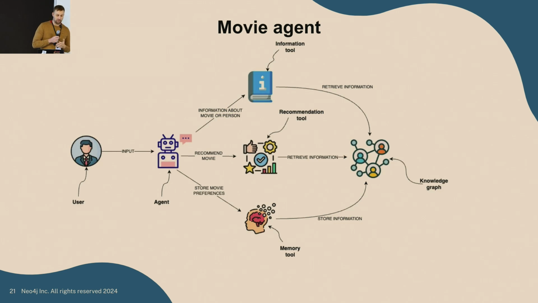And one example could be a movie agent. So you can have knowledge graphs about movies, and then you could give the LLM tools to find, let's say, information about movies or people, or another tool could be to recommend movies. And then finally, because we can also store information in the knowledge graph, it could act as a memory tool. So if a user says, I already watched Top Gun, you can store that information inside the knowledge graph, and then use that information to produce better recommendations next time, right?